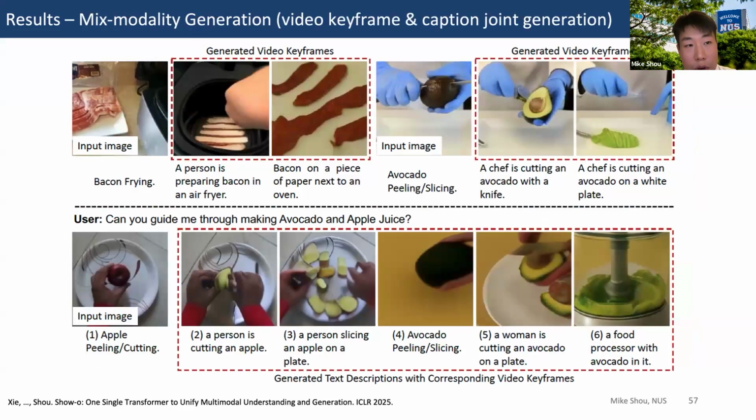And here is an example of mixed modality generation, which is the joint generation of the video keyframe and the caption. Given this input image and the text about bacon frying, we first get the caption, the person is preparing bacon in an air fryer, and also the image along with it, bacon on a piece of paper next to an oven. More interestingly, you could provide some questions. Like the user asks a question, can you guide me through making avocado and apple juice? Then we start with this first image of the apple peeling and cutting, and we are able to generate the full sequence of procedures for doing that.